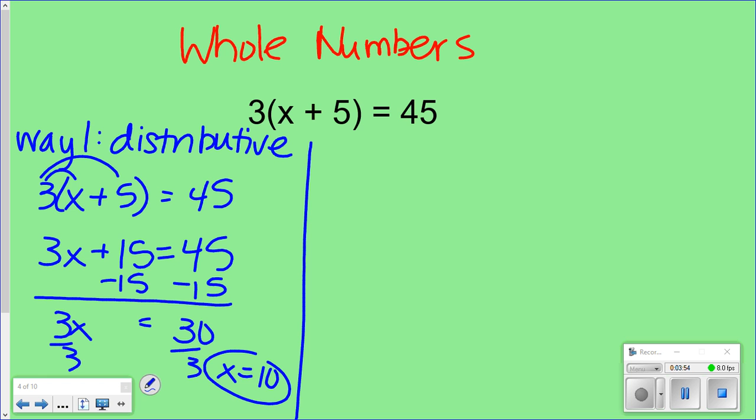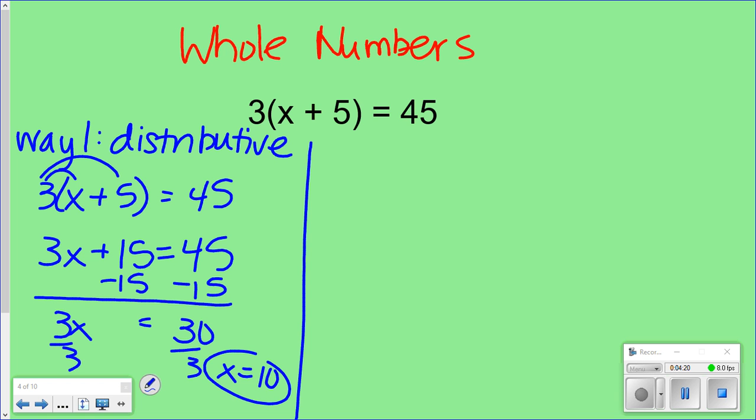Way 2. Jenny, wait a second. Wait a second. Okay. This one's pretty easy because it turns into a 2-step equation that we've done the last so many days. So the only difference would be this first step.